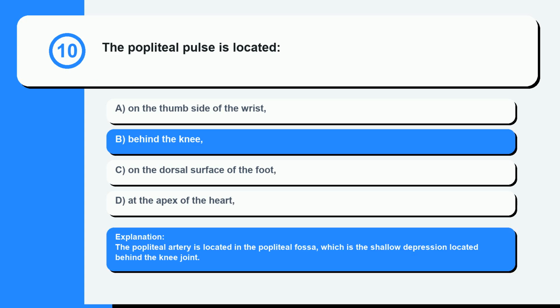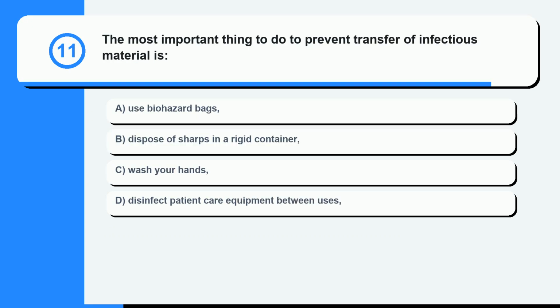Question 10. The popliteal pulse is located A. On the thumb side of the wrist, B. Behind the knee, C. On the dorsal surface of the foot, or D. At the apex of the heart. The correct answer is B. Behind the knee. The popliteal artery is located in the popliteal fossa, which is the shallow depression located behind the knee joint.